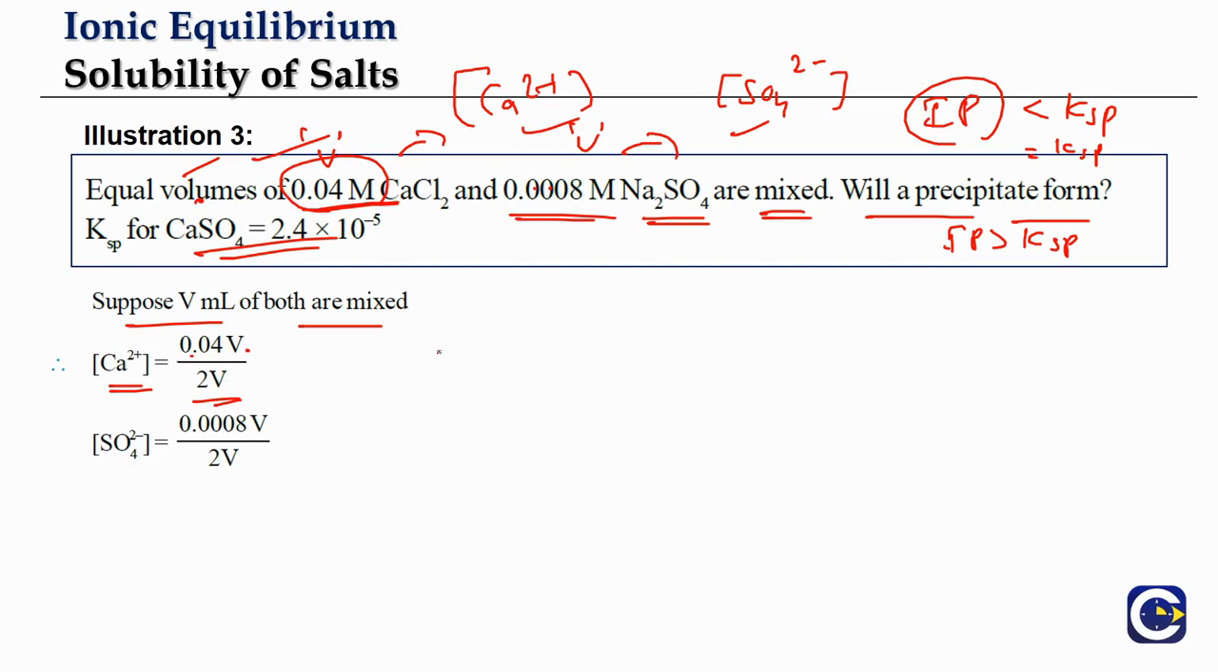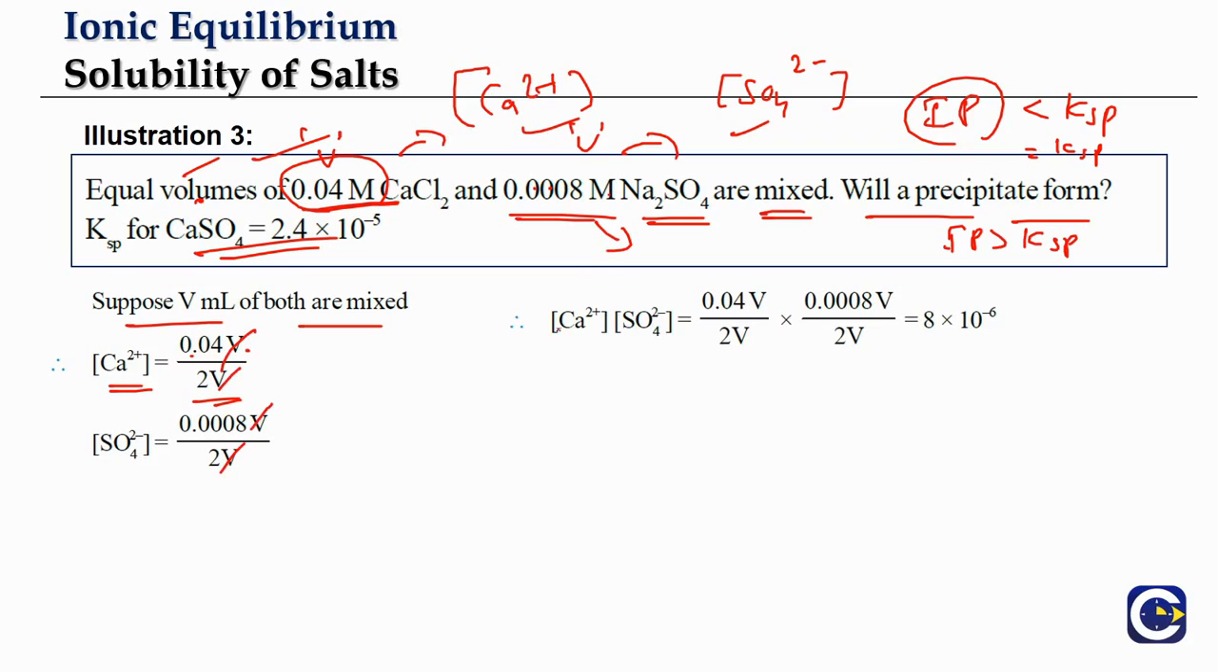Similarly, the sulfate ion that is coming from the Na2SO4 will be 0.0008 into V divided by 2V. So we are multiplying the molarity with volume, which gives us the amount of SO4 2 minus ions, and again we are dividing by the final volume 2V. Thereby we see that V and V cancel, and we get the concentrations of the calcium 2 plus ions and the sulfate ions.